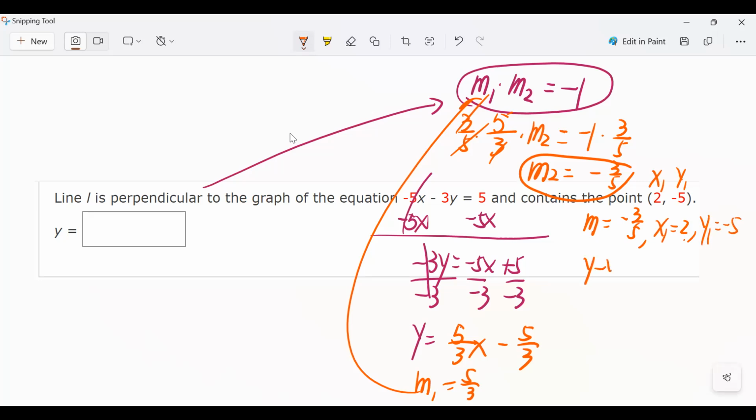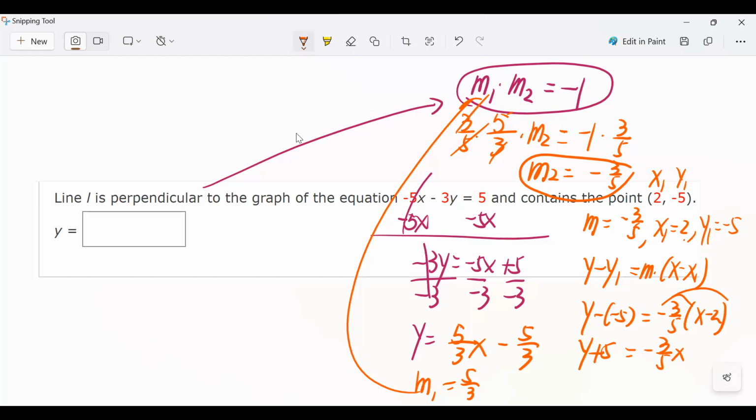Now we can use y minus y1 equals slope times x minus x1. So y minus y1, which is -5, so y plus 5, equals slope -3/5 times x minus 2. Simplifying, y plus 5 equals -3/5 x plus 6/5. And we subtract 5 on both sides of the equation. Okay, so y equals -3/5 x plus 6/5 minus 5.